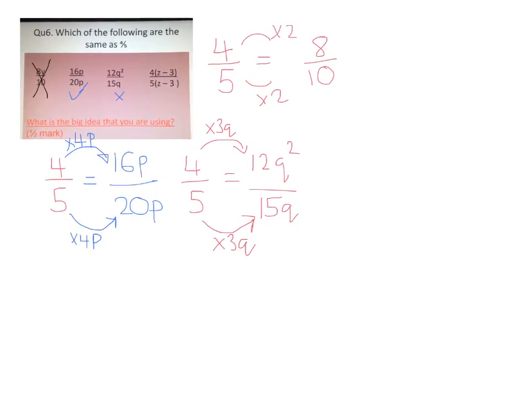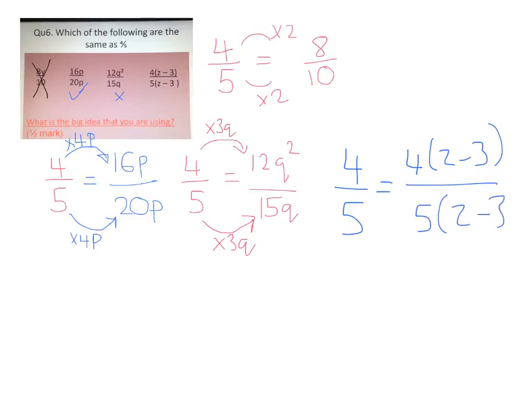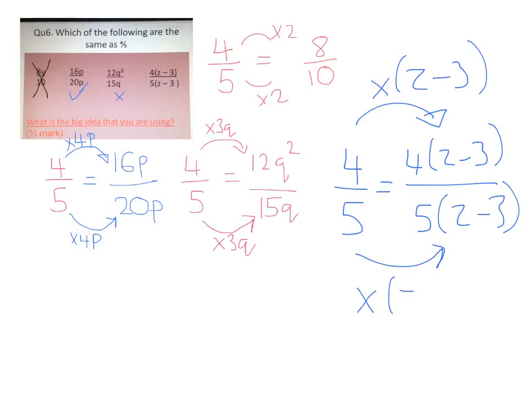Final one then, just to check. We've got 4/5, and we want to know, is it equal to 4 bracket z take away 3 over 5 bracket z take away 3? So either way we do, if we look at the top, we can see that has been multiplied by z take away 3. And if we look at the bottom, that has been multiplied by z take away 3. So they must be equivalent, they've been multiplied by the top and the bottom, so there are our two answers.